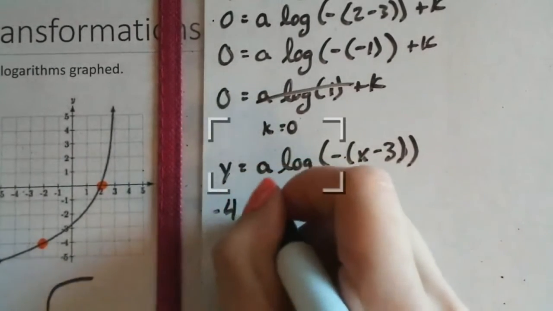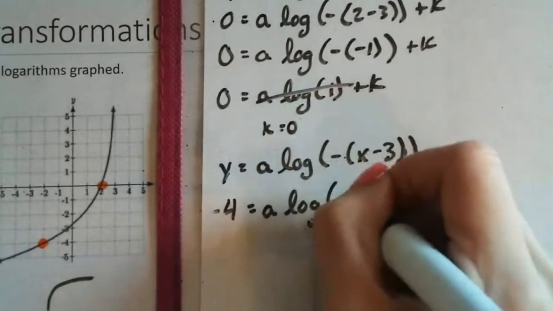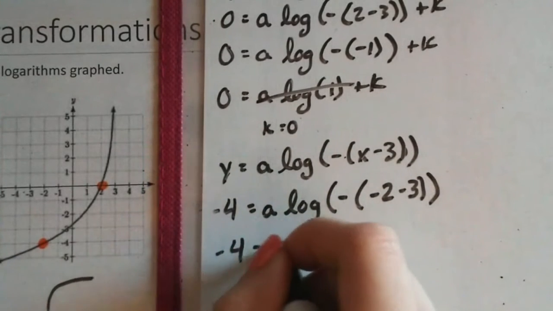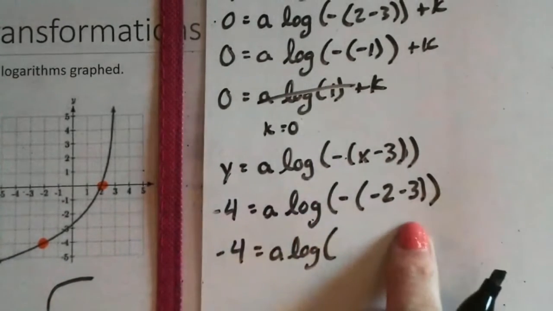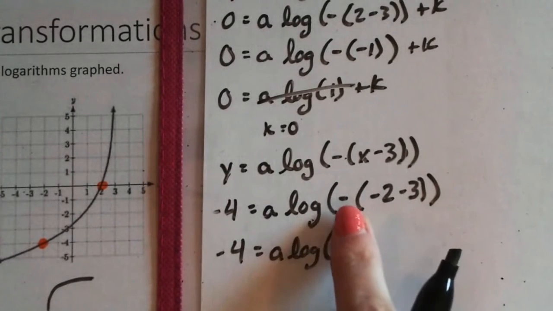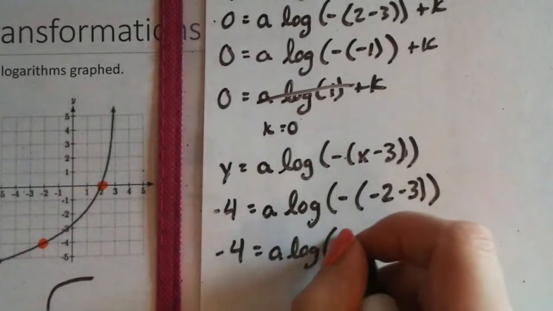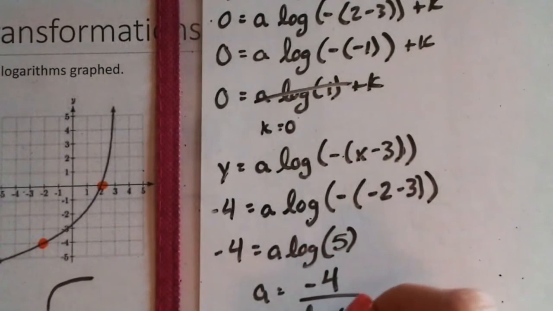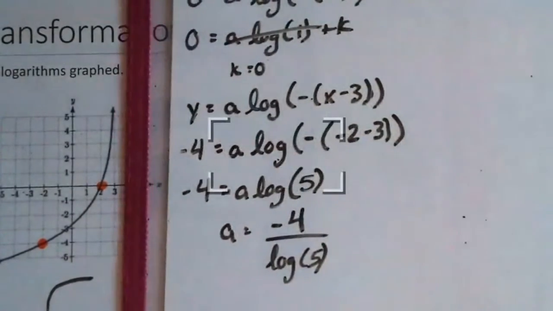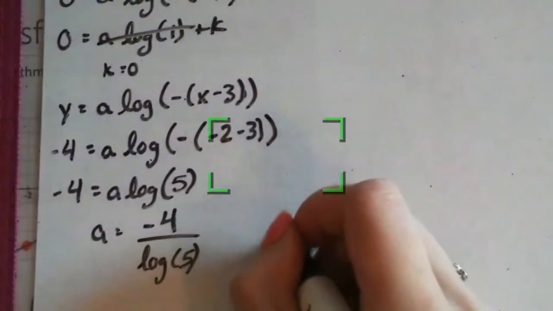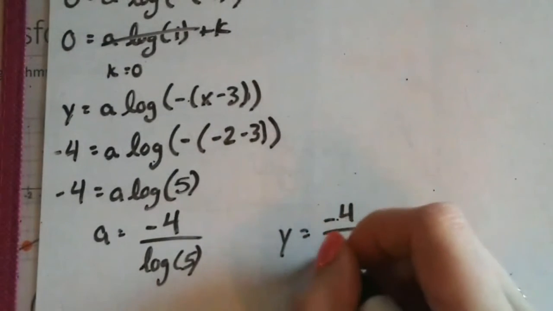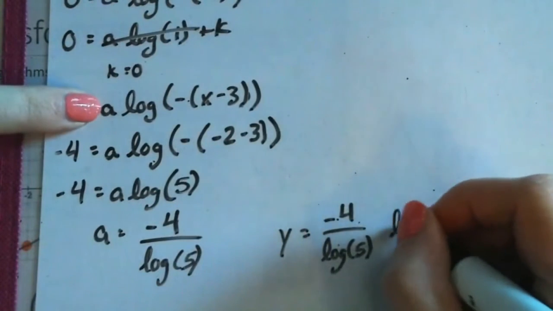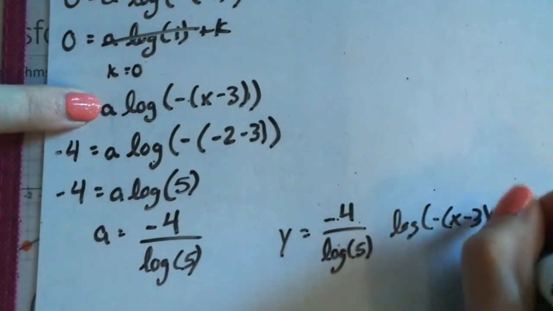So negative 4 is equal to a times the log of negative 2 minus 3. So negative 4 equals a times the log of negative 2 minus 3, which is negative 5. And a negative 5 turns into positive 5. So that means a is equal to negative 4 over the log of 5. So that means our equation is y equals negative 4 over the log of 5 times our log of negative x minus 3.